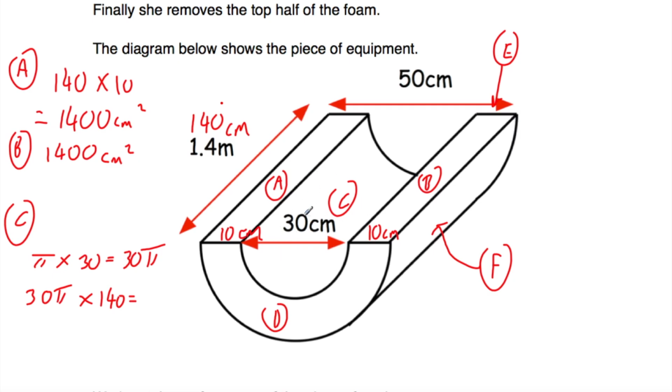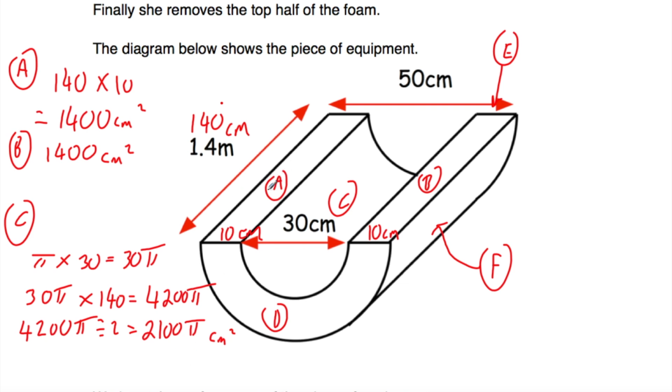Now obviously C is just going to be half of that, but we just need to find the area of the whole outside first of all. So 30 pi multiplied by 140 is equal to 4,200 pi, and then we're going to divide that by 2. So we take our 4,200 pi and divide by 2, and that's equal to 2,100 pi. So that is the area of C, centimeters squared, or as a decimal number, it would be equal to 6,597.344573 centimeters squared. But I'm just going to leave it in terms of pi at the minute.